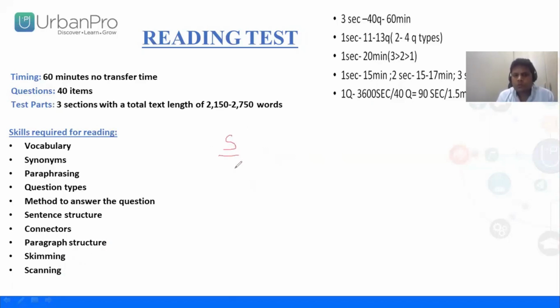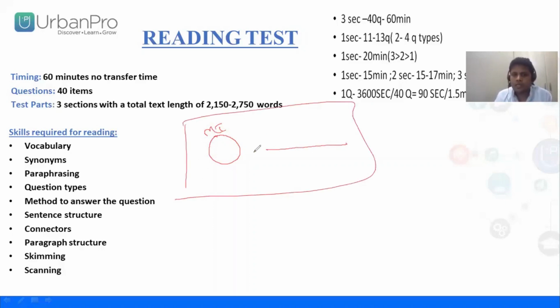Skimming is more about fast reading. You read fast, you ignore words, you don't need to worry about each and every detail in a paragraph. So skimming is more about a circle: you work on the main idea of the paragraph, whereas scanning is a line, a specific piece of information in a paragraph.